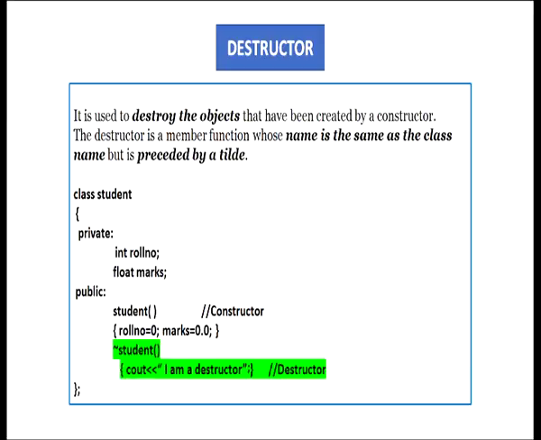Destructor. A destructor is again a special member function of a class which is used to destroy the objects that have been created by a constructor. The destructor is a member function whose name is the same as that of the class and it is preceded by a tilde sign. So, let us understand it with the help of an example.